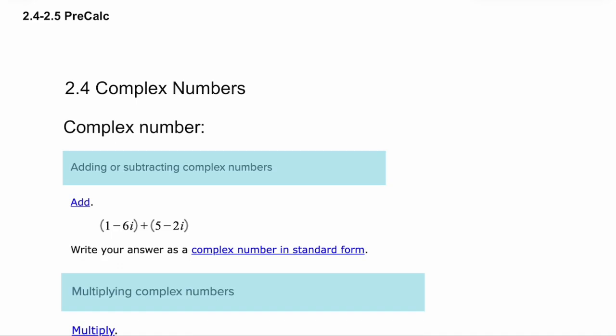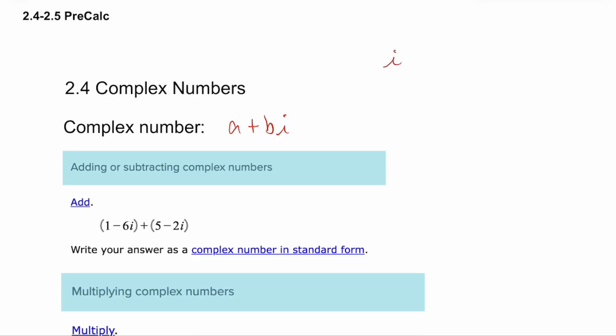2.4 is about complex numbers. So first, let's review what the heck a complex number is. Remember, a complex number is of the form a plus bi. There is what's called a real part and an imaginary part. So i is that imaginary component.